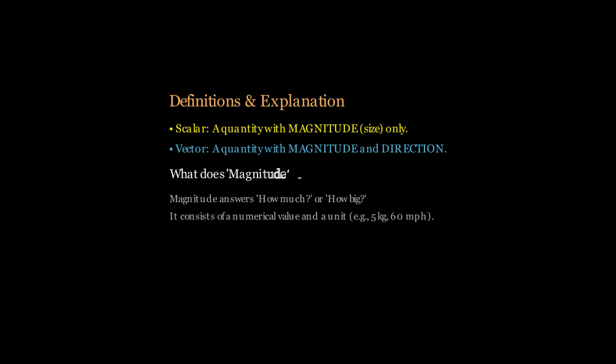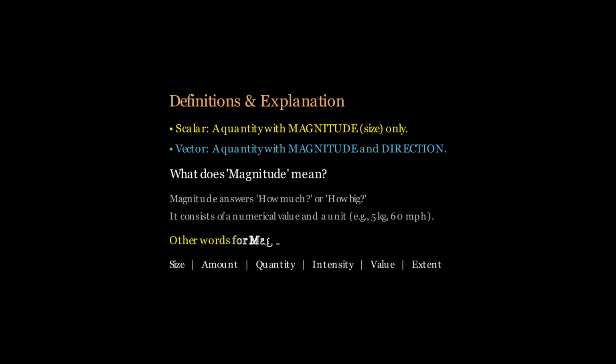What does magnitude actually mean? Magnitude answers how much or how big something is. It consists of a numerical value paired with a unit, like 5 kilograms or 60 miles per hour. Other common words used interchangeably with magnitude or size include amount, quantity, intensity, value, and extent.